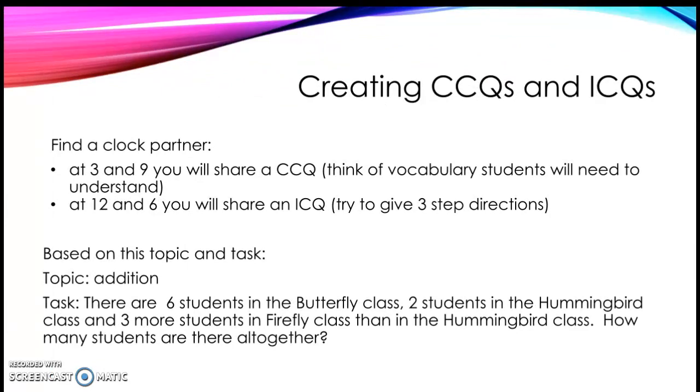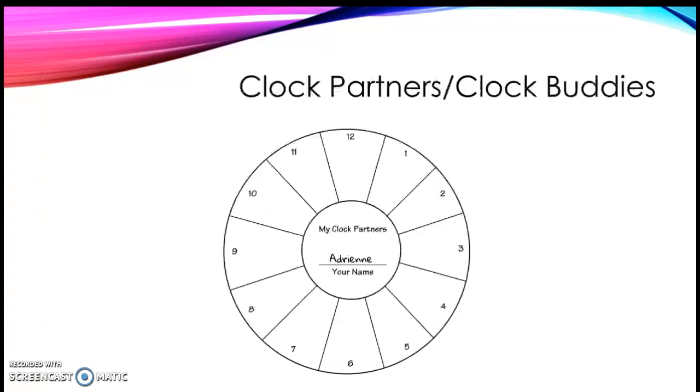So here are some examples. And what I did with my teachers is I use clock partners. If you're not familiar with clock partners, they work something like this. Your name is in the middle. So my name is Adrian. And then you add partners like at 1 o'clock, 2 o'clock, and 3 o'clock. You continue on until your whole clock is full.